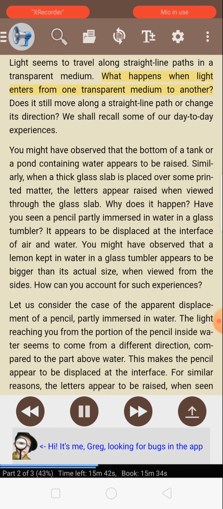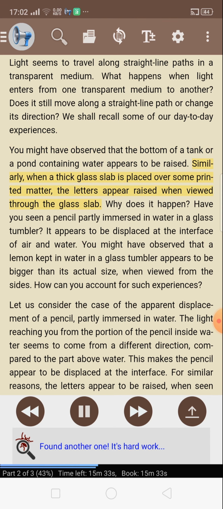What happens when light enters from one transparent medium to another? Does it still move along a straight line path or change its direction? We shall recall some of our day-to-day experiences. You might have observed that the bottom of a tank or a pond containing water appears to be raised. Similarly, when a thick glass slab is placed over some printed matter, the letters appear raised when viewed through the glass slab. Why does it happen?